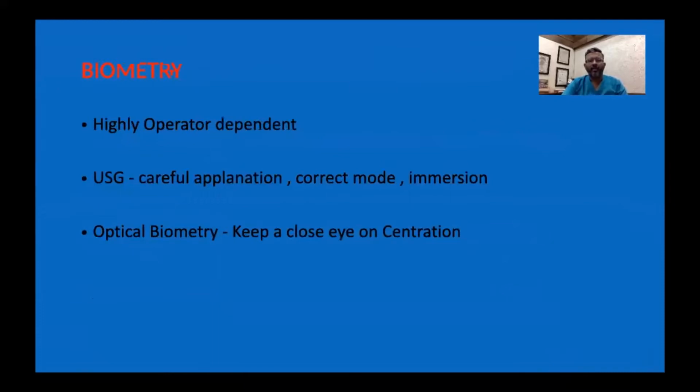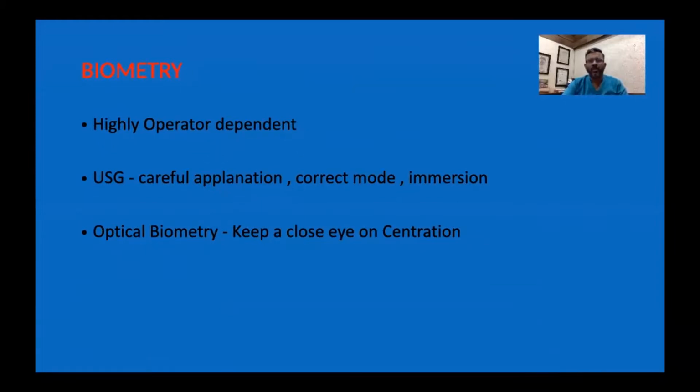To conclude, biometry is highly operator dependent. If the surgeon himself is doing it for every patient, even a good quality ultrasound would do. But in busy practices, where you are getting it done by a technician, with an optical biometer you can be more confident that it is more accurate.